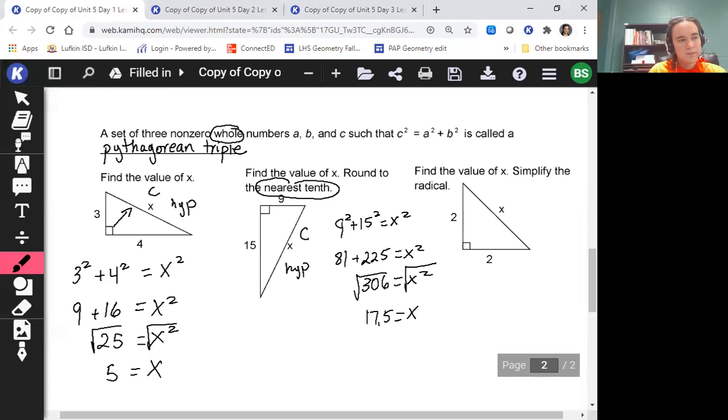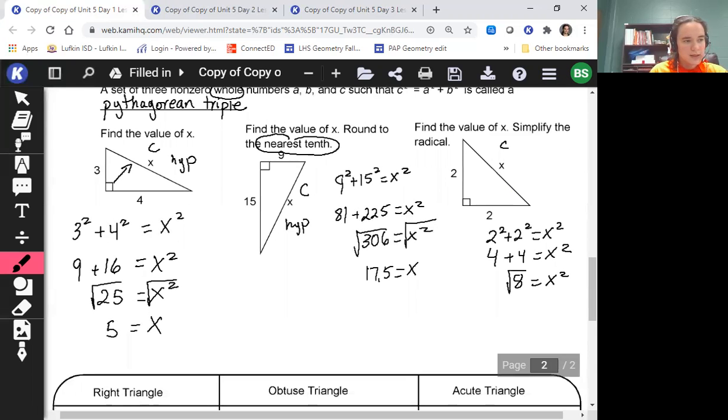And then our next one, again, across from our right angle is our hypotenuse, so that's C. So again, we're finding x. 2 squared plus 2 squared equals x squared. So 2 squared is 4, plus 4 equals x squared. So that gets us 8 when we add those together. And we're going to take the square root of both sides.